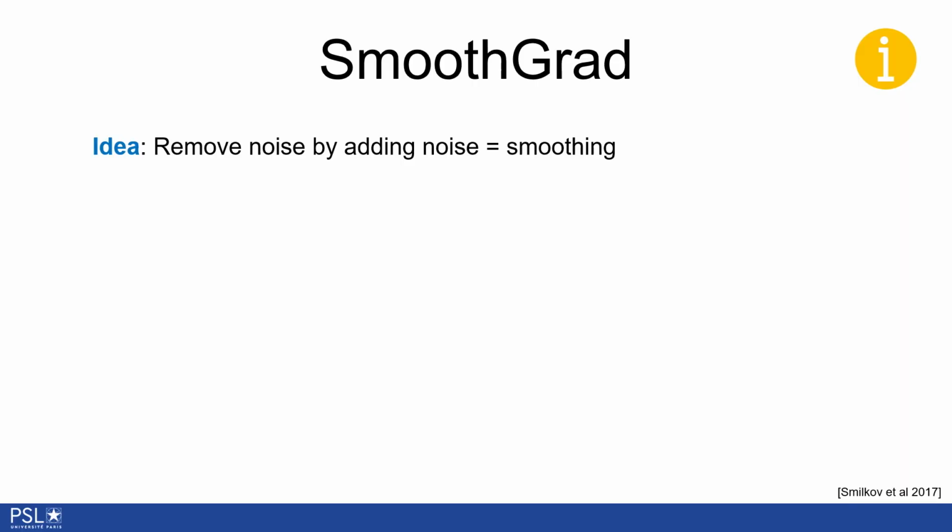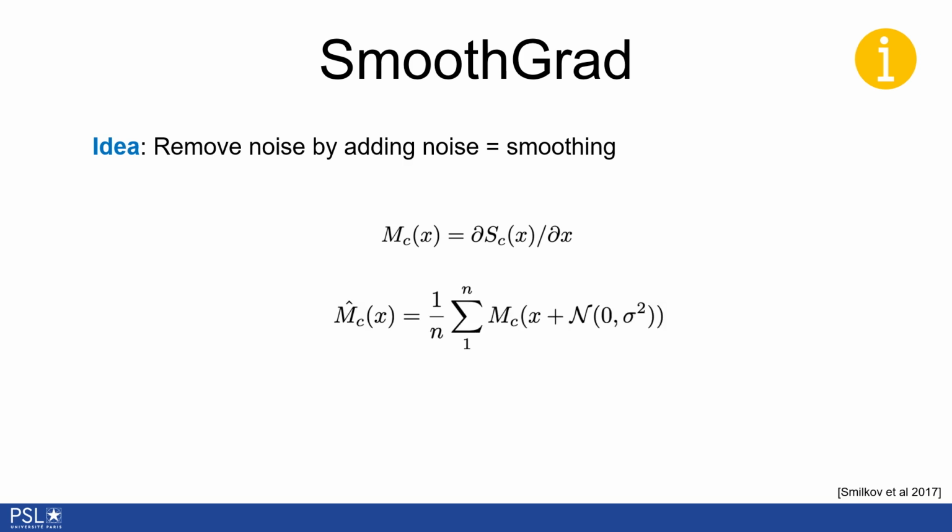SmoothGrad was introduced by Smilkov and collaborators in 2017. The main idea is to remove some noise from the gradients by adding noise. What does that mean? It's basically a smoothing procedure, hence the name SmoothGrad. SmoothGrad starts from a standard saliency map produced by any method, such as vanilla gradients. It then produces a smoothed saliency map by averaging over a set of saliency maps, each obtained from an image in which noise was added to individual pixels.